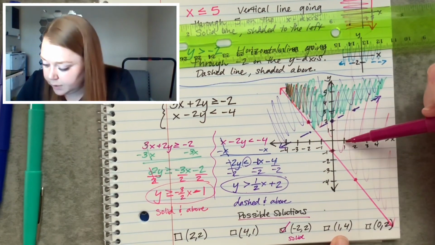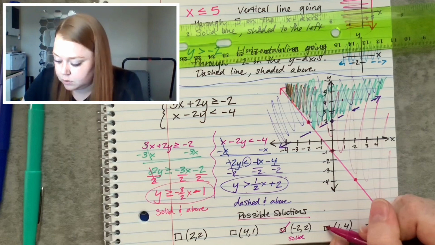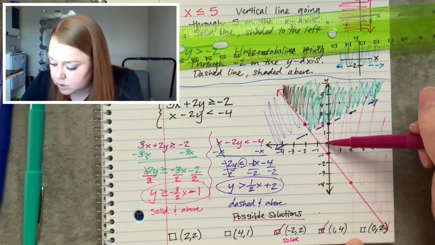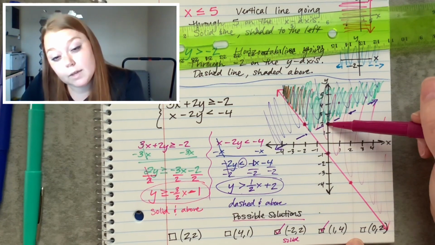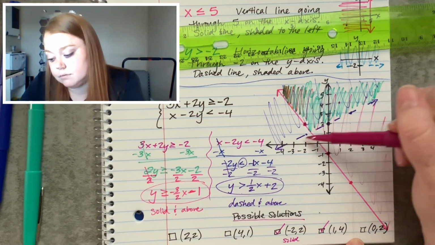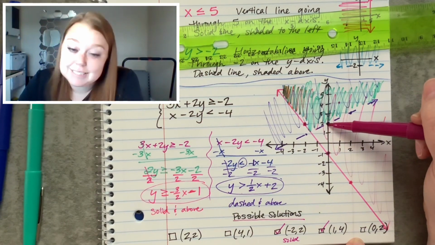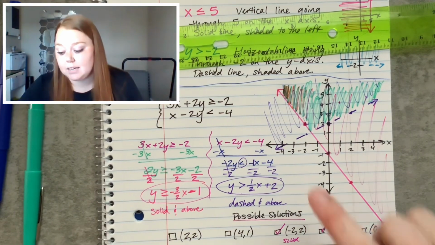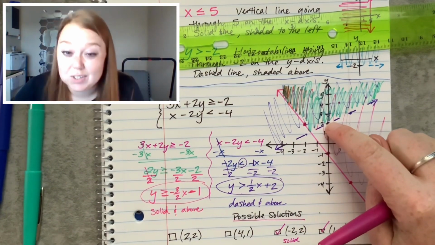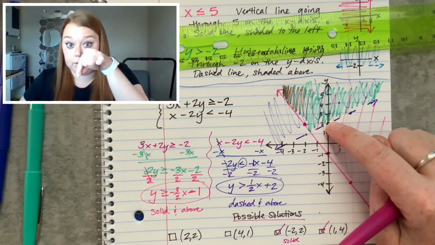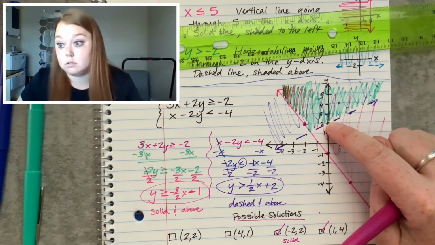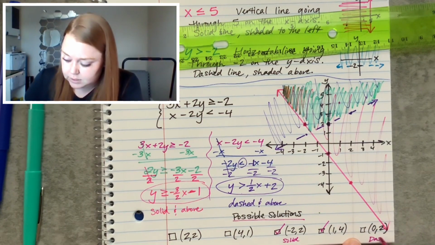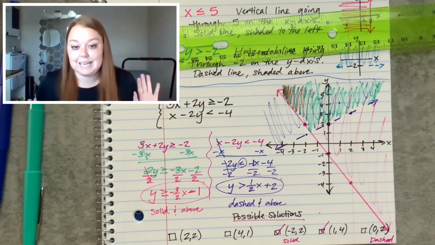(1, 4), that's definitely a possible solution. It's in the overlapped region. And then (0, 2). What do you think? (0, 2) is on this line, but it's a dashed line. Dashed line is like a boundary line. It means stay off. So actually anything on that line is not a solution for that inequality, which makes it not a solution for the entire system. So I'm just going to mention that it's on a dashed line down here, meaning it's not a solution.